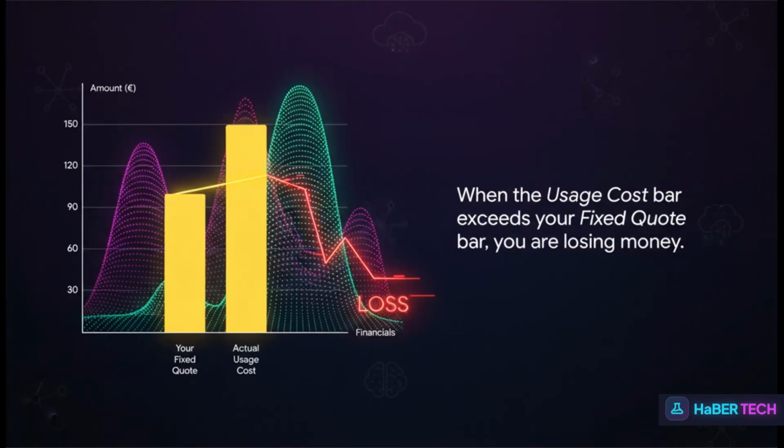Your costs go up, but your income stays flat. You are literally the one left eating that bill. This chart says it all, doesn't it? That yellow bar is your fixed quote. It never changes. But that blue line, the client's actual usage, that can go up and up and up. The second that blue line crosses over the yellow one, your profit disappears. You are officially losing money. That's the trap we have to avoid.